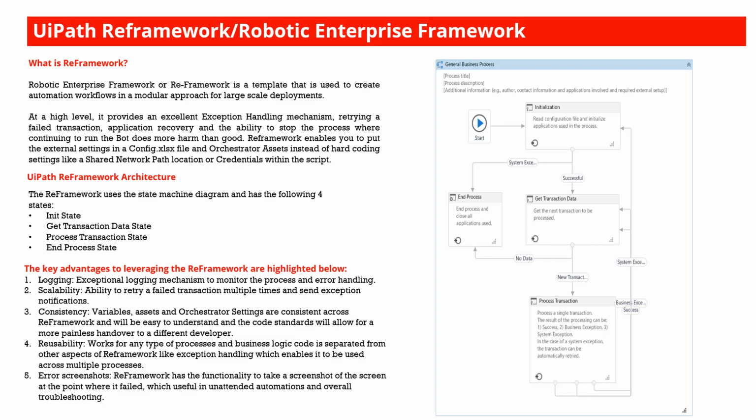Another thing is that we should be able to scale the bot in such a way that we are able to retry a failed transaction multiple times and send out an exception notification. Scalability, a retry mechanism. Then consistency. It also enforces you to design a bot in such a way that it's easy to understand and the code standards are followed, so that it will allow other developers to also understand what is being done, right?